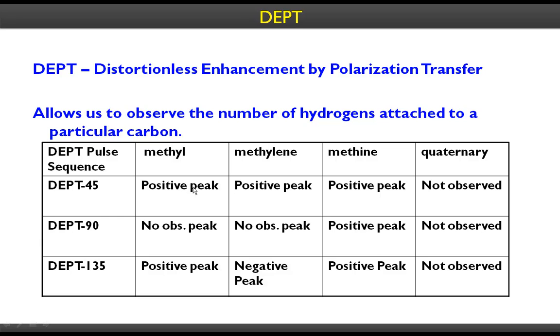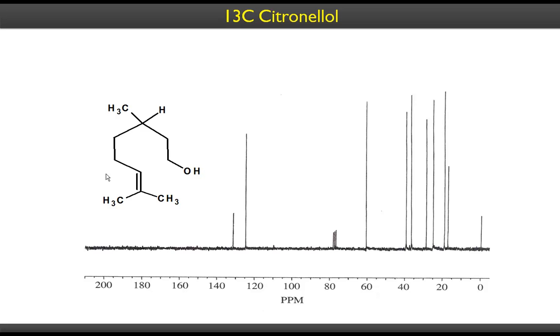Whatever carbon is attached to hydrogen can be seen in DEPT 45. So any questions about it? It's pretty easy, right? So this is the C13 NMR, or carbon NMR, of citronellol, and it is a broadband decoupled spectrum, right? And how do we know? Because we can see the CDCl3 here.